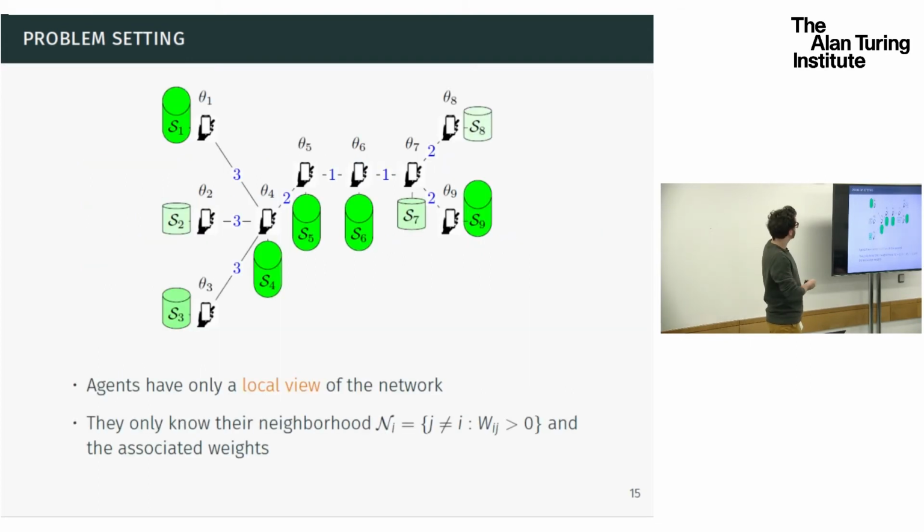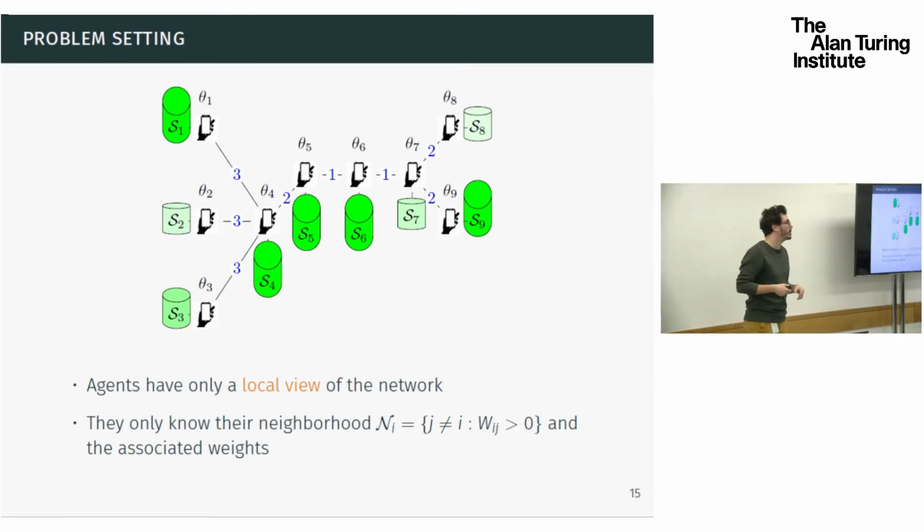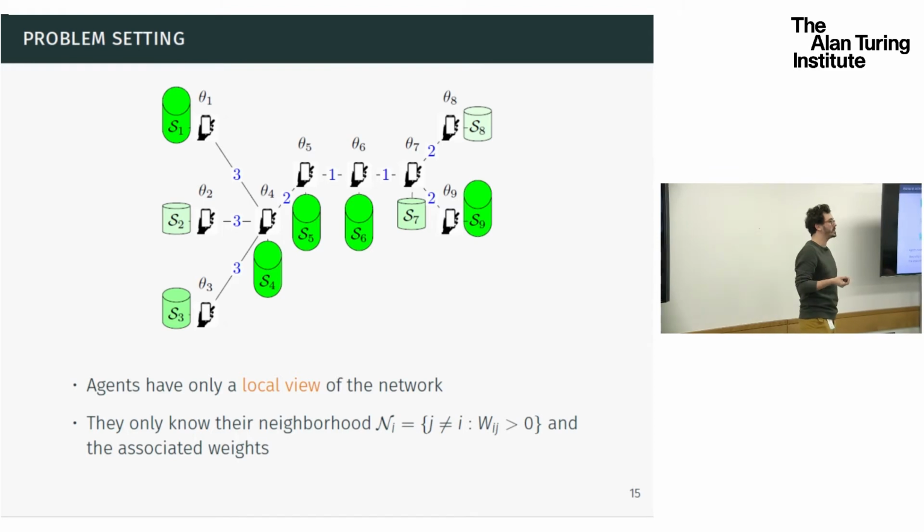So this is essentially the setting. There is a graph, and each user has some data set. Some people have bigger data sets than others, and they have weights. When there's a link, there's also a weight that indicates how similar those two users are. Importantly, I'm going to assume that the agents only have a local view of the network, so they only know their neighbors and the weights associated with them. They don't need to know anything else.